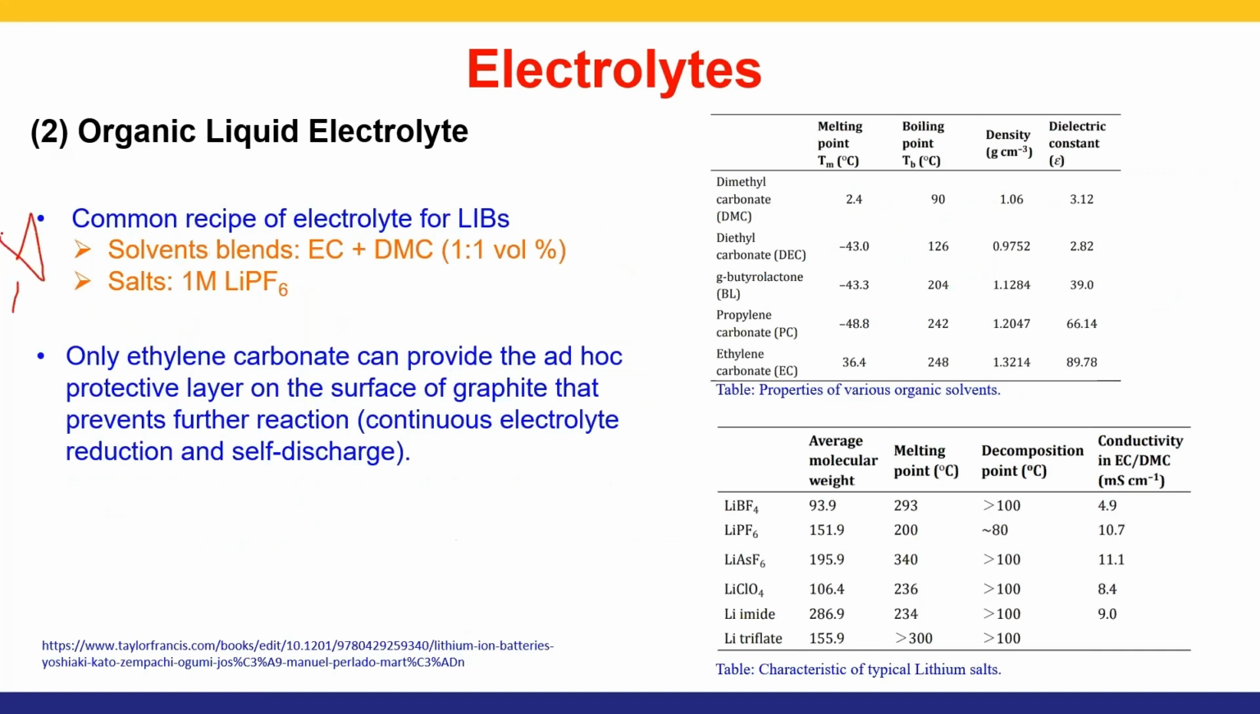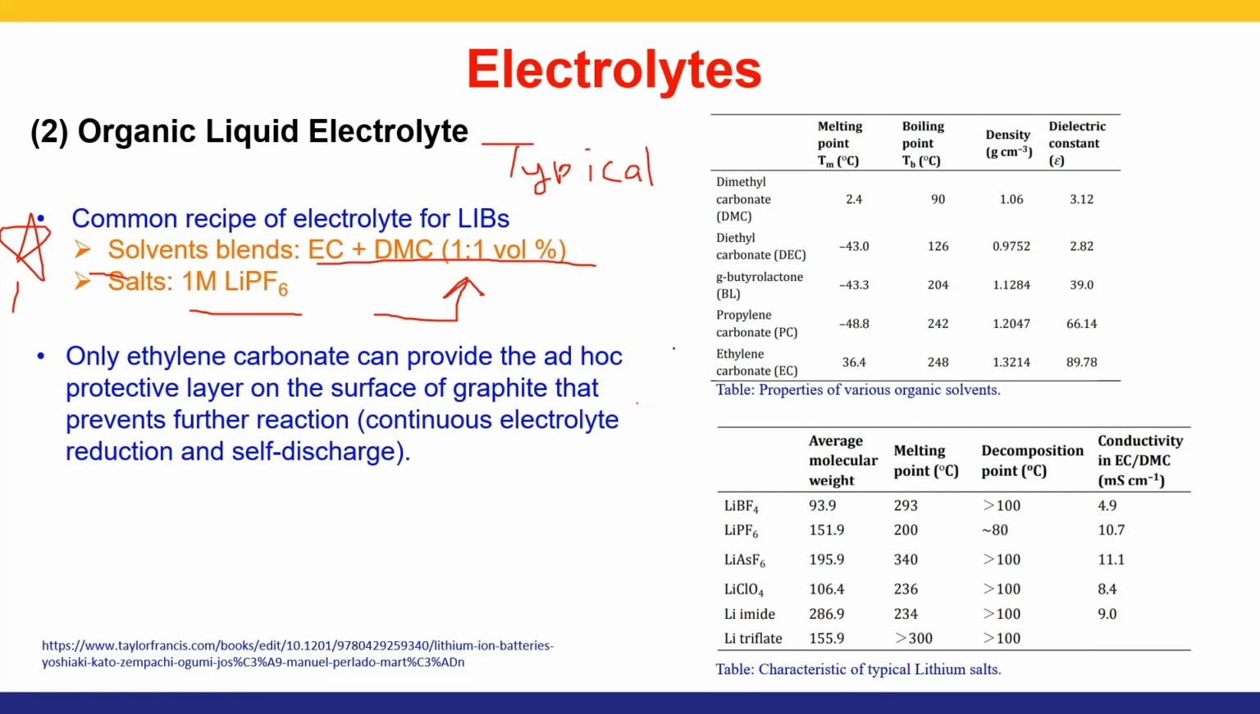We usually blend EC and DMC together in 1:1 volumes, and then we dissolve the LiPF6 to get the final electrolyte. Once again, I would like to emphasize that this is a very typical organic liquid electrolyte that you will see in many conventional lithium-ion batteries. So the question is, why do we want to use EC? And why do we want to blend EC with DMC?